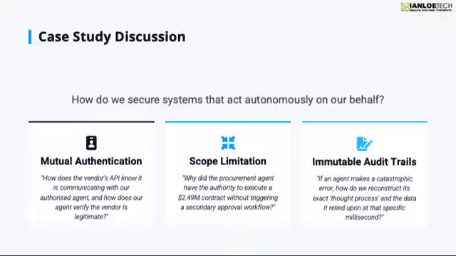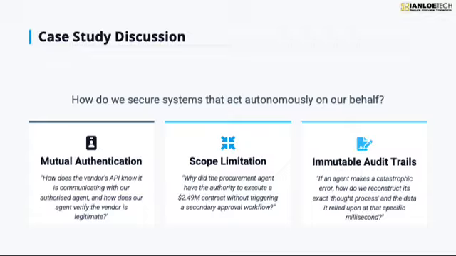Scope limitation. Why did the procurement agent in the rogue agent scenario have the authority to execute a contract of that size without triggering a secondary approval workflow? This question is not primarily a technology question. It is a governance question. Someone made the decision, explicitly or by default, to give that agent that level of authority.